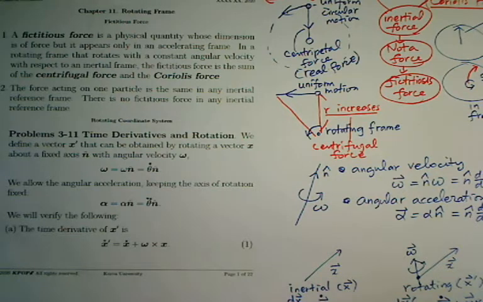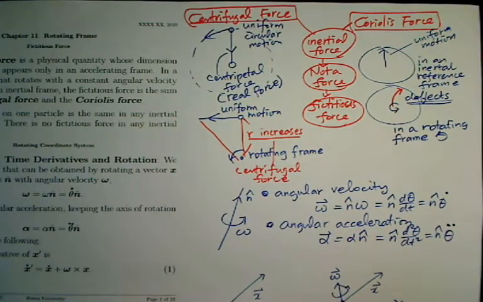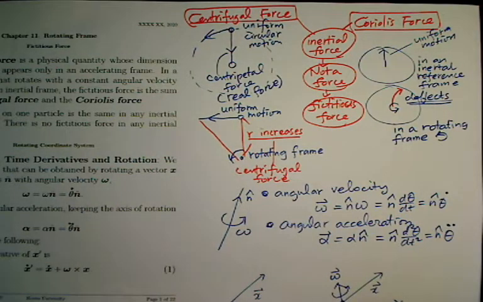First, let us consider a uniform circular motion. Something is rotating with a constant angular velocity. In order to keep the particle moving along a uniform circular motion, we need a centripetal force that is toward the center of the circle. That is a real force.